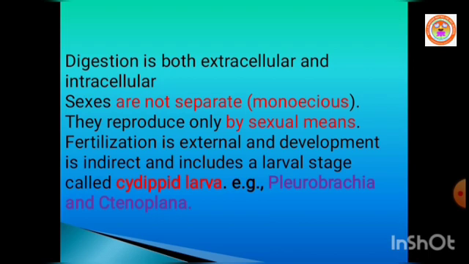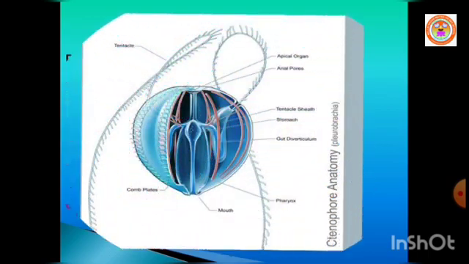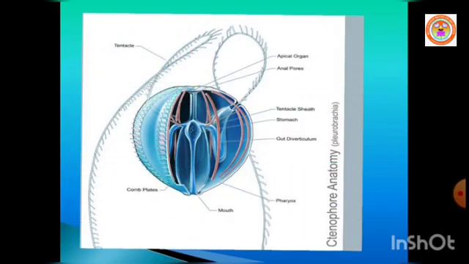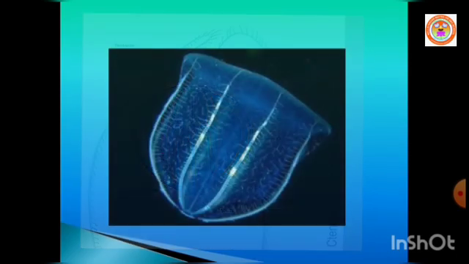Sexes are not separate, that means monoecious, found in the same animal. They reproduce only by sexual means. Fertilization is external and the development is indirect, which includes a larval stage called cydippid larva. Examples, Pleurobrachia and Ctenoplana.